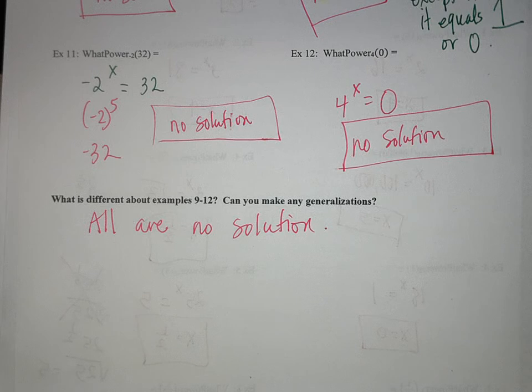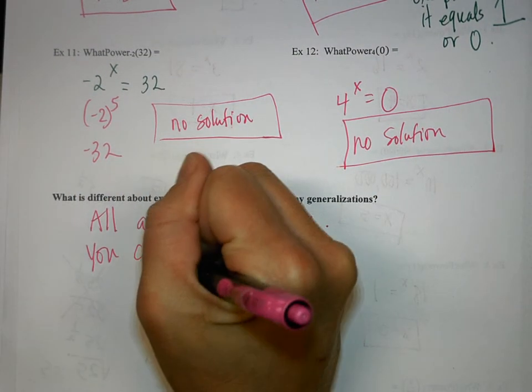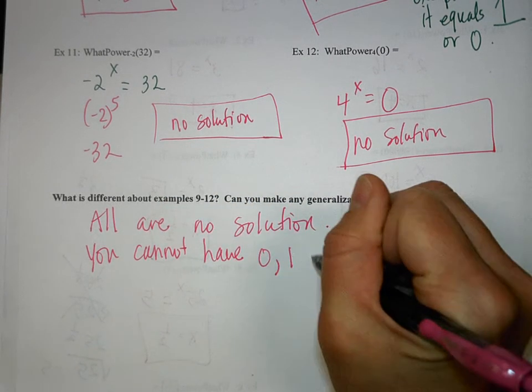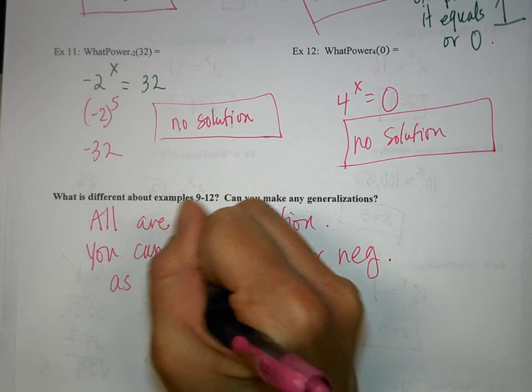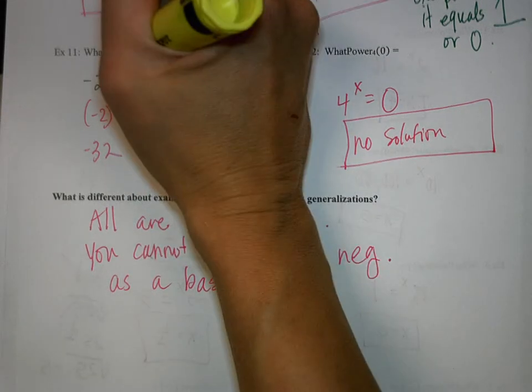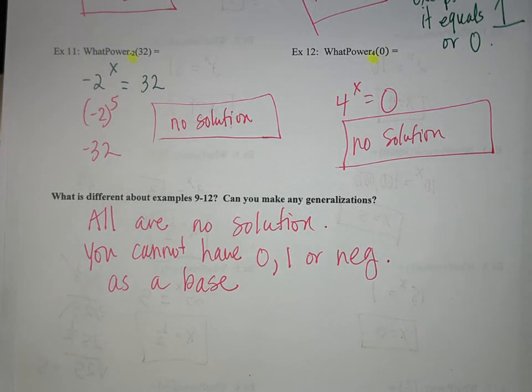Now, for a lot of these problems, we were just finding one answer, okay? But when we are doing these problems, you cannot have 0, 1, or negative as a base. And the base is our little numbers that we talked about. All of those are bases. And we're going to be building on this concept.